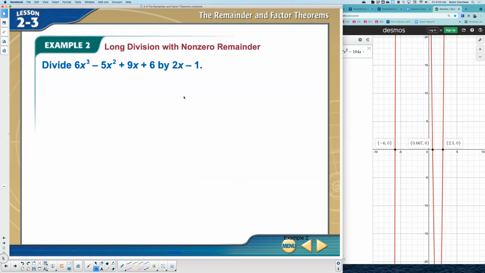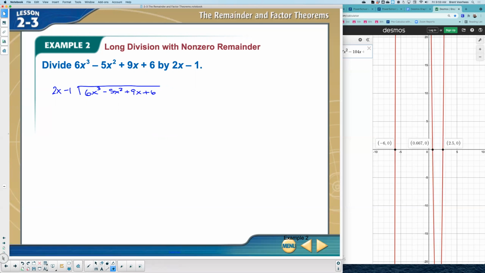All right. So now it says long division with a non-zero. You know what? I better do this one because it has a remainder. This time we'll see a remainder. So I'm going to do one more long division, and then I'm going to show you a different technique called synthetic. So we have 2x minus 1 dividing into 6x cubed minus 5x squared plus 9x plus 6.